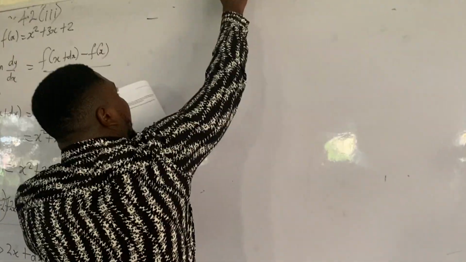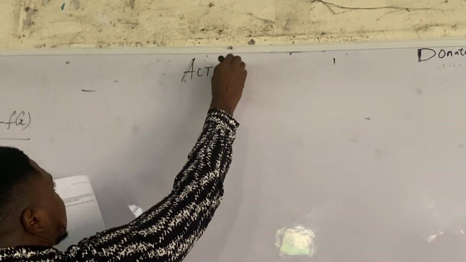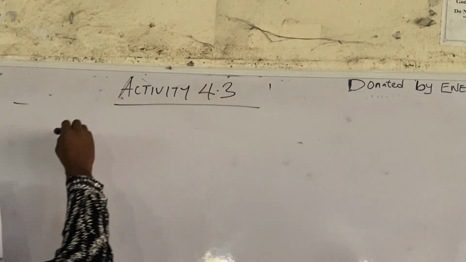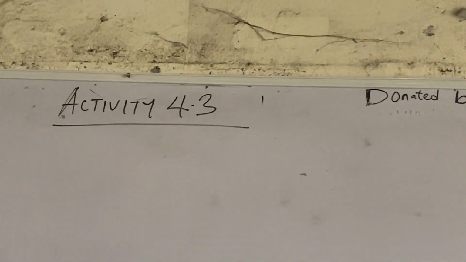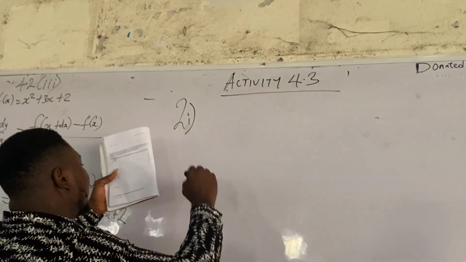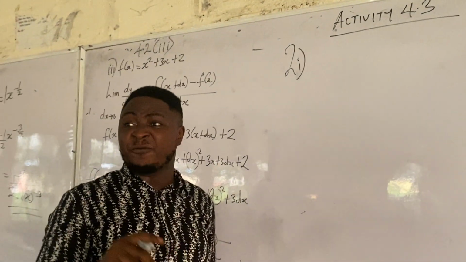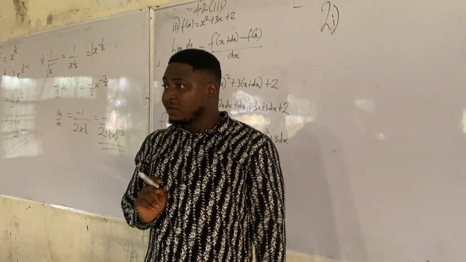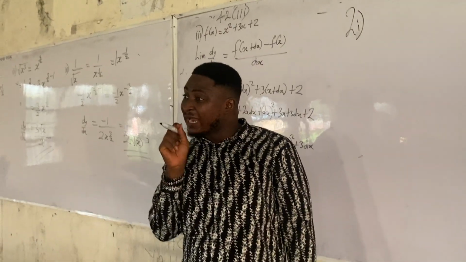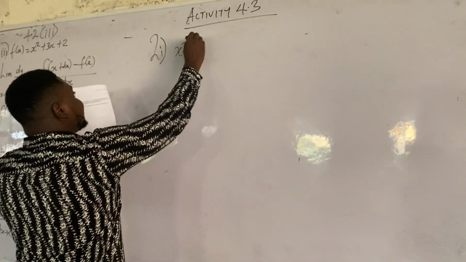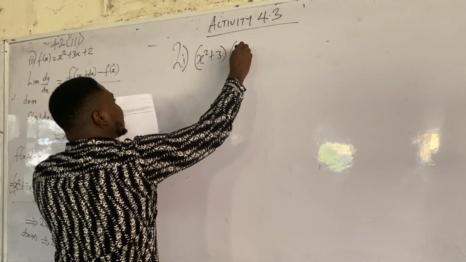Please, we are in activity 4.3, because some people are now confused. Let me write what I'm doing so you can trace it in your book. Activity 4.3, question 2 I: using the appropriate formula. Class, what are the appropriate formulas? Product rule, chain rule, quotient rule. So the question determines the formula. For I: x squared plus 3 into brackets 2x squared minus 1.